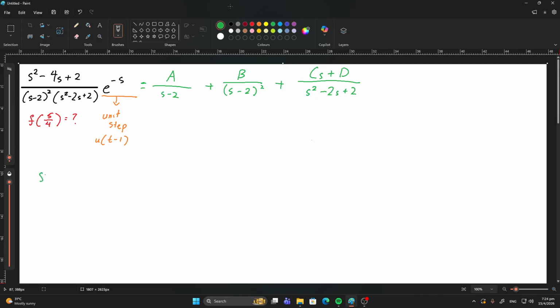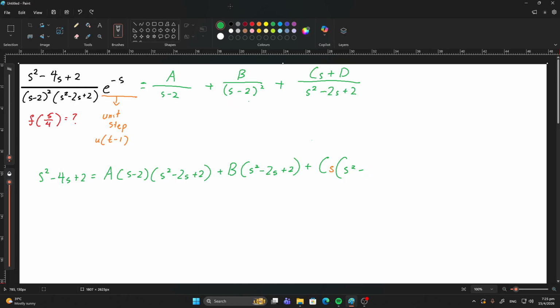So simplify everything. We have s squared minus 4s plus 2 equals A times s minus 2 times s squared minus 2s plus 2, plus B over s squared minus 2s plus 2. I'm going to separate the C and the D to make it much easier to be seen. So we have a Cs. For me, I made a lot of careless mistakes, so I'm just going to put the s in a different color to tell myself that there's actually an s over there. Yes, you can put the s into the equation, but it's really up to you.